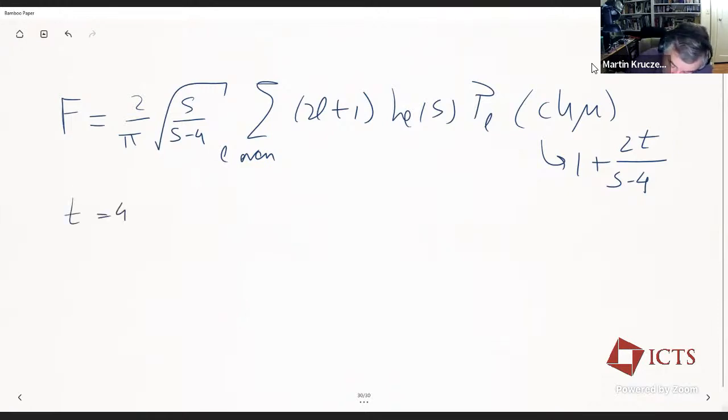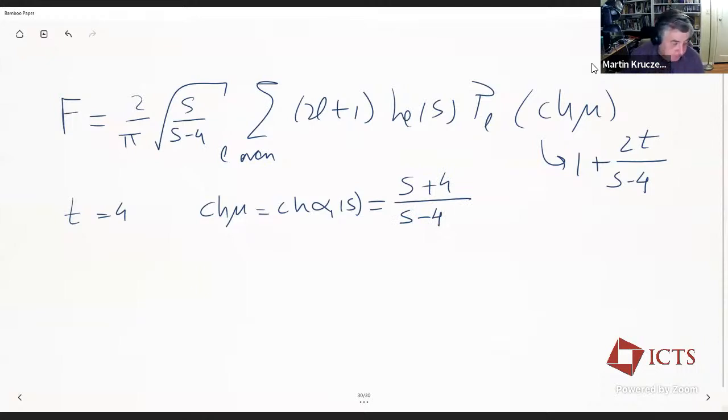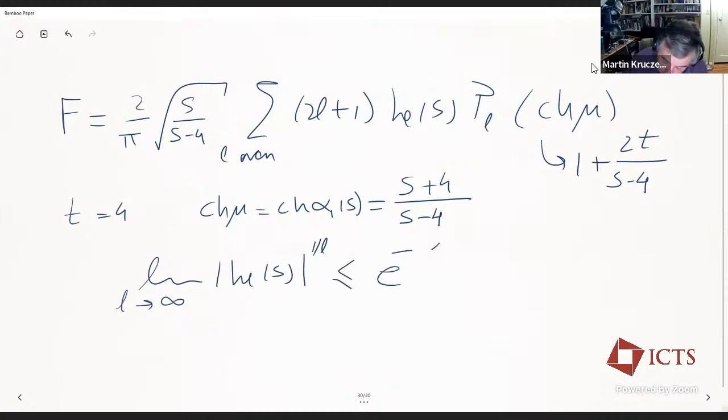is equal to 4, and that means that cos mu, which I'm going to call cos alpha 1 of S, is, if t is 4, just S plus 4 over S minus 4. And from the condition we had before, for these conversions to be true, we need to have that the partial waves go like e to the minus alpha 1 L for a given energy S, center of mass squared, has to be smaller than this. Otherwise, this series will not converge for t less than 4, and it will violate the condition that this is an analytic function that only has a singularity, which is a cut for t bigger than 4.